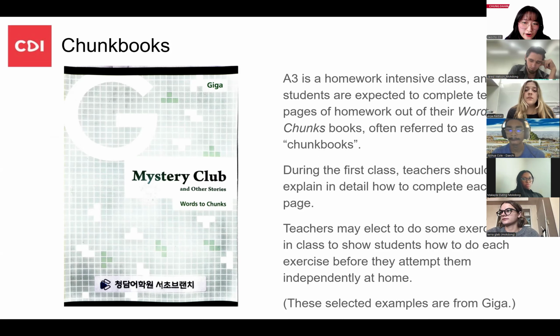Some of the directions aren't that intuitive, so it would be useful for you to go over each activity, maybe even do one or two in class the first week, to make sure the students know exactly what they're doing when they get home. So this is what the book looks like on the cover.